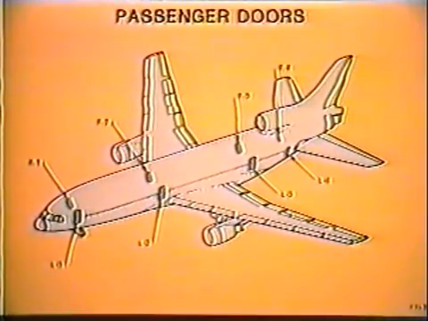Passenger doors are identified as 1 through 4, left and right. For example, the L1 door is the forward left entry door. The first 3 doors on each side are double-width entry doors. The L4 and R4 doors are single-width emergency doors only. They are all plug-type doors.